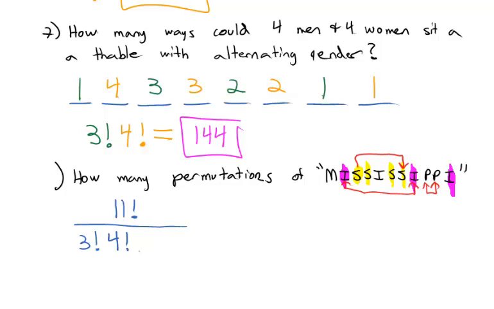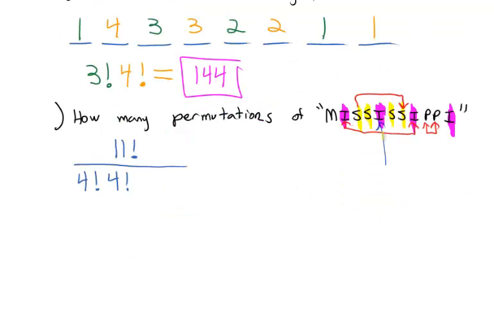Whoops, I missed an I, didn't I? There's actually 4 I's. Need to fix that. 4 I's, so not 3 factorial for the first one. This is why it's good to color code, so you see if you missed one. There are 4 I's, so we will divide out 4 factorial. There are 4 S's, so we will divide out the 4 S's. And finally, there are 2 P's that are repeated, so we have to divide out 2 factorial. Only 1 M, so the M is okay. So what we're really doing is taking 11 factorial divided by 4 factorial, 4 factorial, 2 factorial.